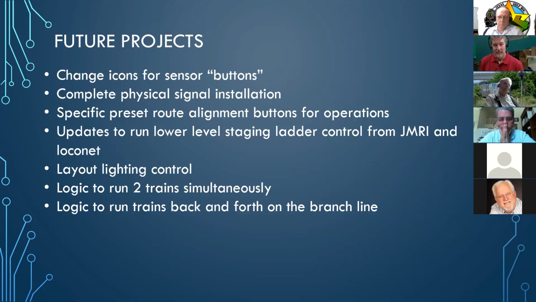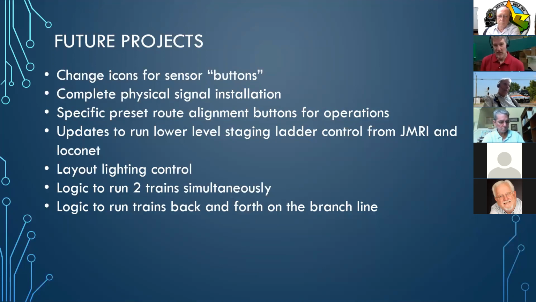And then specific preset route alignment buttons for operations. The buttons I showed you are just kind of general resets. Here's how you set the staging track to get out of the staging yard, or here's how you reset an entire section to some default. But there are certain routes we take in operations which aren't standard. They might have to throw some turnouts in a particular way to get from one place to the other. So when we have operations, we have a dispatcher sitting at the panel, and he could actually push that button and line everything up.